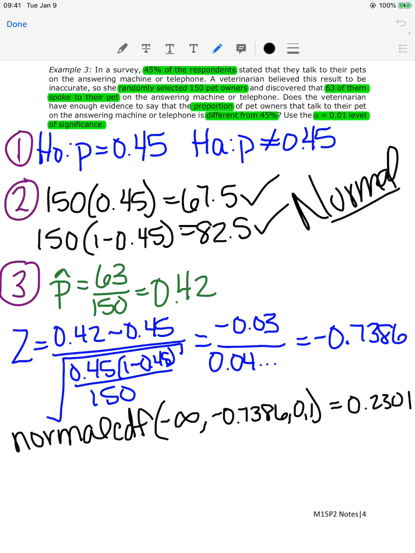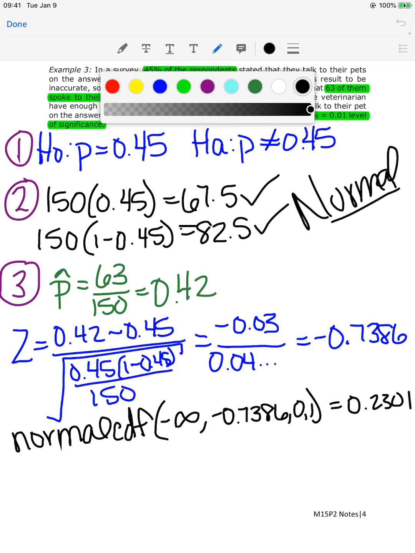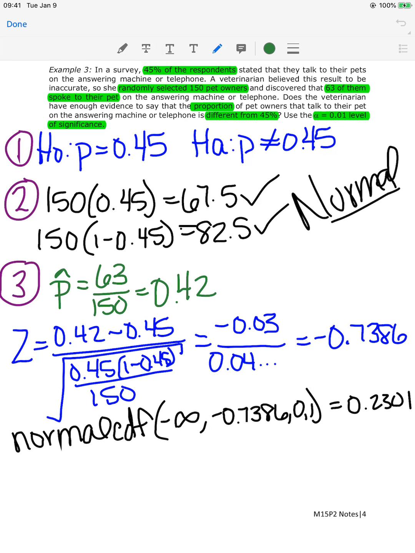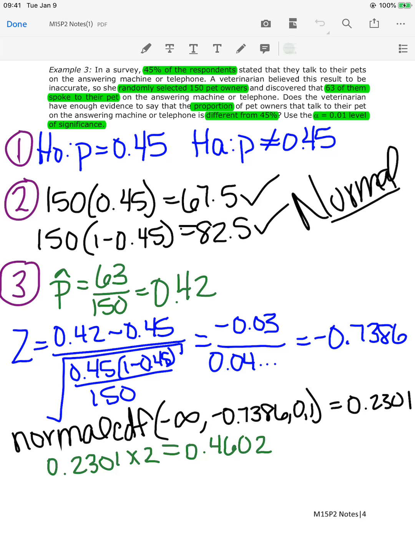But this is a two-tailed test, which means we have to consider the fact that it could have been too small or too large. So what I need to do before I can compare this value to alpha is I need to multiply it by 2. So 0.2301 times 2 is 0.4602. And now this is what I'm going to compare to alpha for step 4. And I've run out of room.